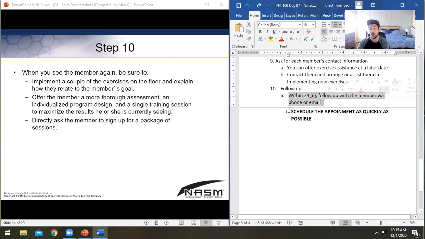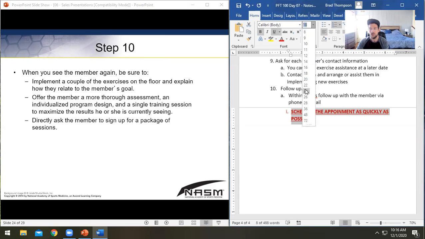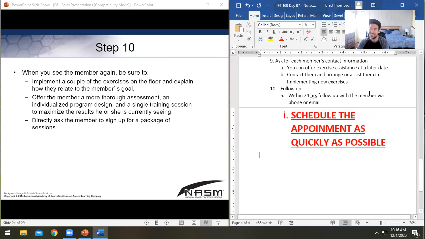Now, within that 24-hour follow-up, the most important thing that you can do, if they want to sign up for an appointment, this is huge, and that's why I put it in freaking bold. I should put it in red and underline it and make it 36 font. This is so important. It cannot be more important. Once they agree to come in for a fitness assessment or a training session or whatever, schedule that appointment. Immediately, as quickly as possible, get it on the books.